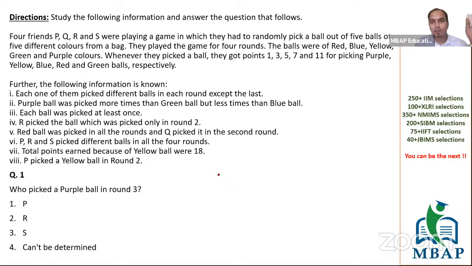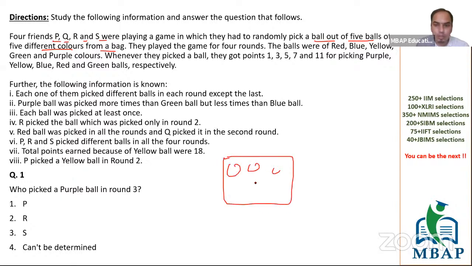Perfect. So if I start off with this question, what is this question telling me? Four friends, P, Q, R, S, were playing a game in which they randomly pick up a ball out of five balls. That means there are five balls of five different colors in a bag. They played the game for four rounds.